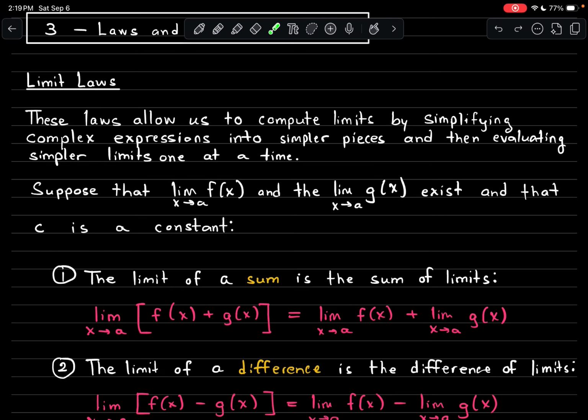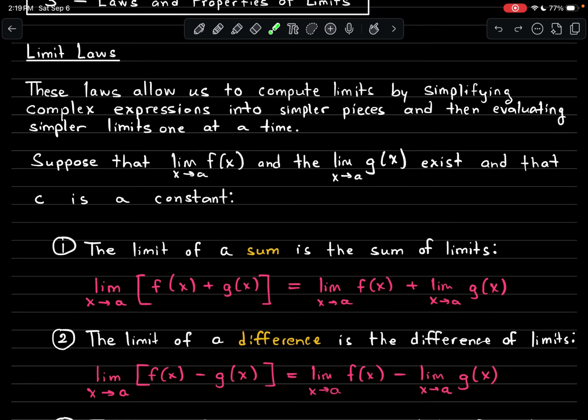The same thing is true for the limit of a difference. This is going to be rewritten as the difference of limits. So you've got that overarching limit operation outside, you've got the difference inside, and again, we can apply that limit to each function individually.